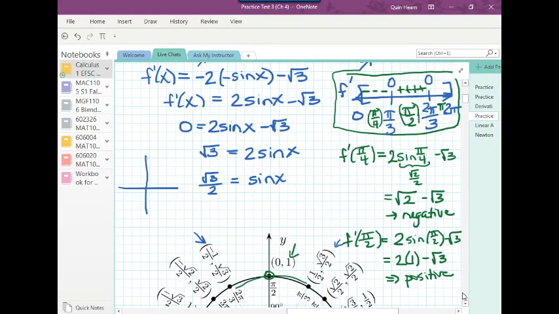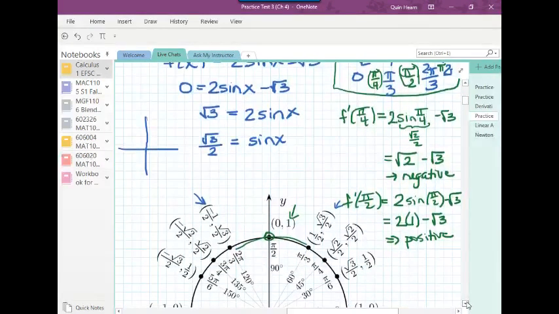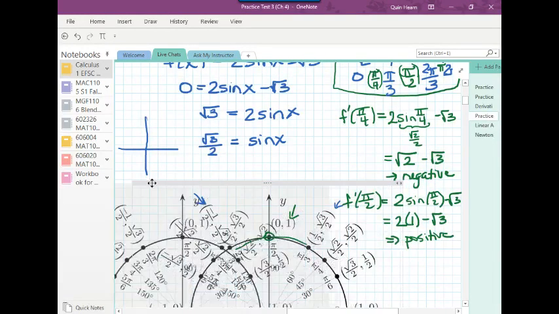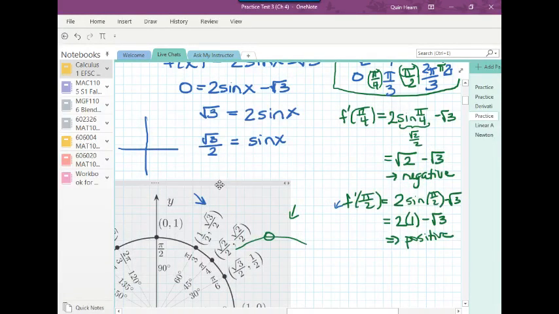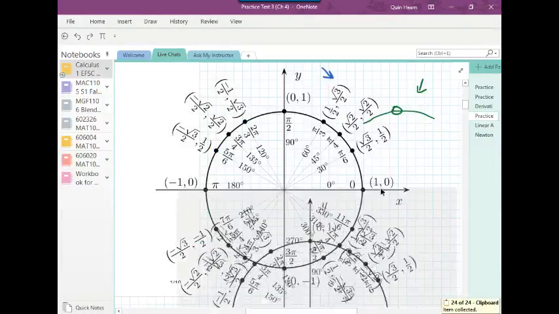So that's going to be positive on that interval. And then lastly, we need to check pi. And to do that one, I think I'm going to move this guy. Actually, I'm going to move him over this way.